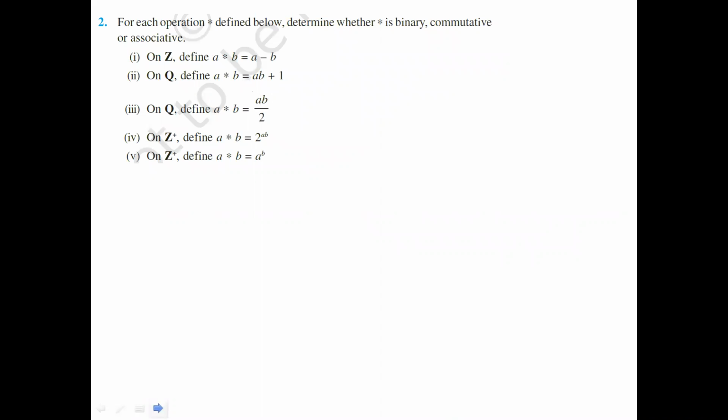For each operation star defined below, determine whether star is binary, commutative, and associative. So to verify the commutative and associative properties, first one, A star B equal to A minus B on Z. Okay. What is the commutative property? Commutative is A star B equal to B star A.